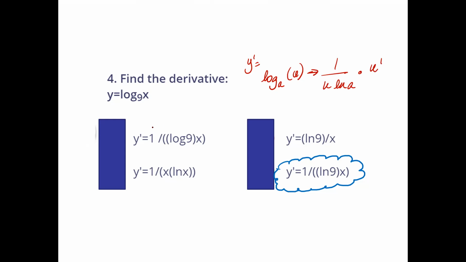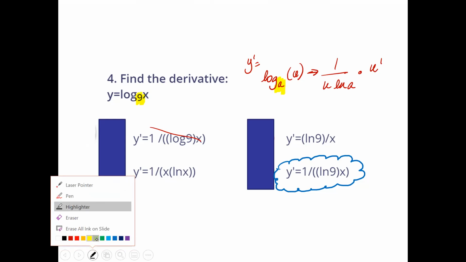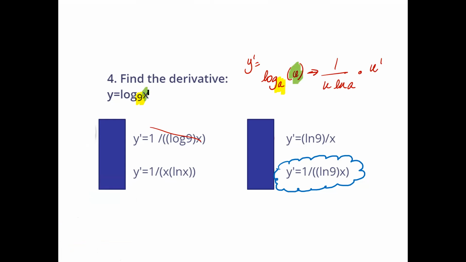So immediately I'm like, okay, that's not my answer, and it's either the last three. So now what I want to do is match this. I know that my a is the 9, and I know that my u is the x right there.